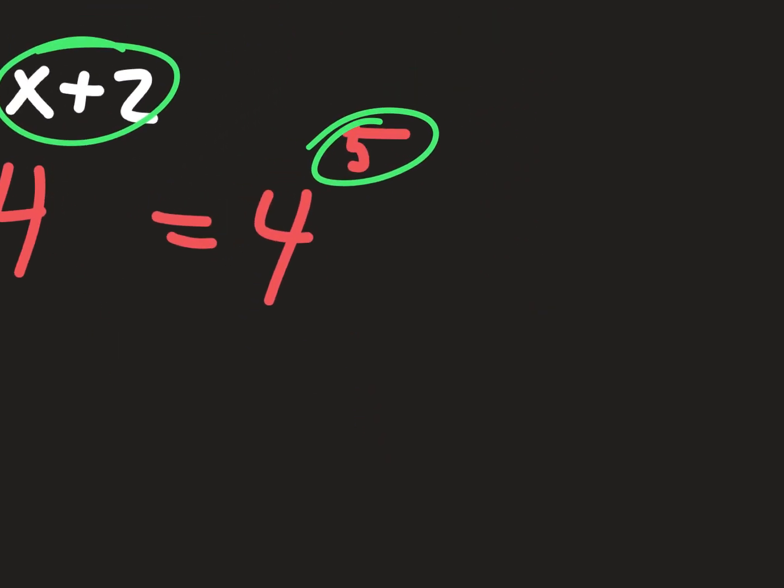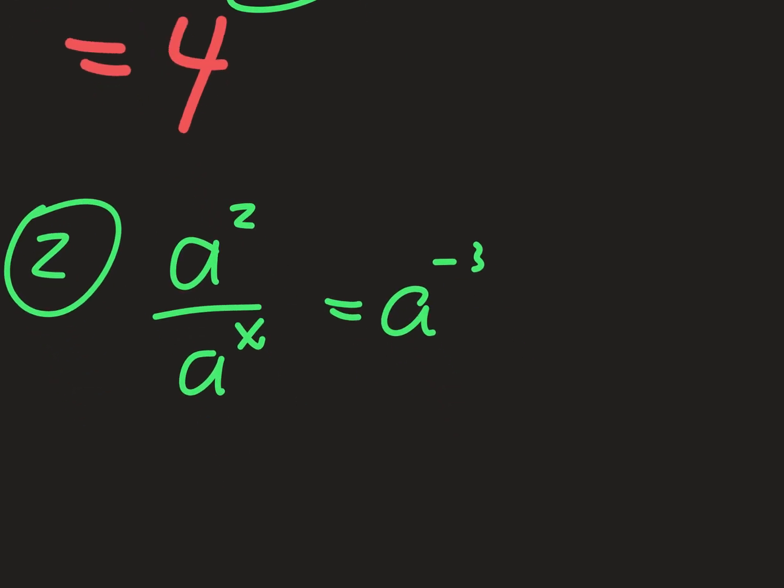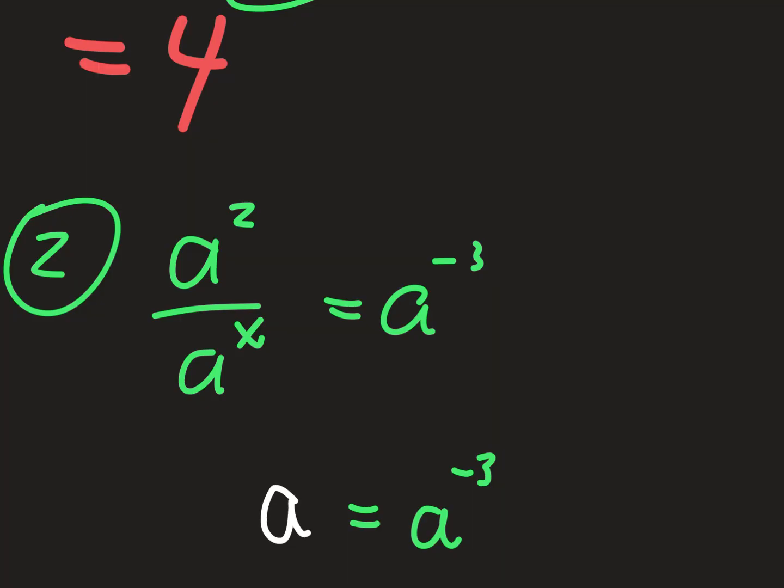All right, let's move on to number 2. Caitlin, would you read me number 2, please? A squared over a to the x equals a to the negative 3. And if I could get it so they both have an a to a power, like the right side already is good. Caitlin, can you fix that a on the left side to be a to a power of?